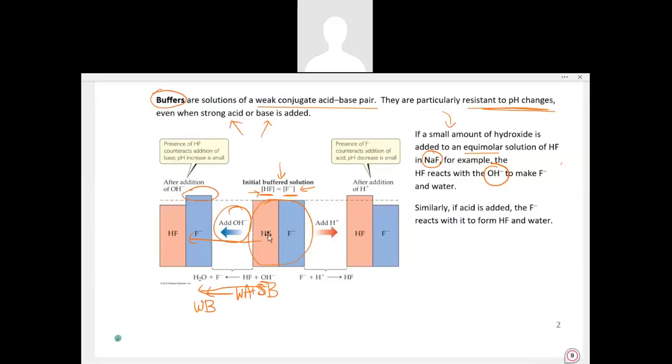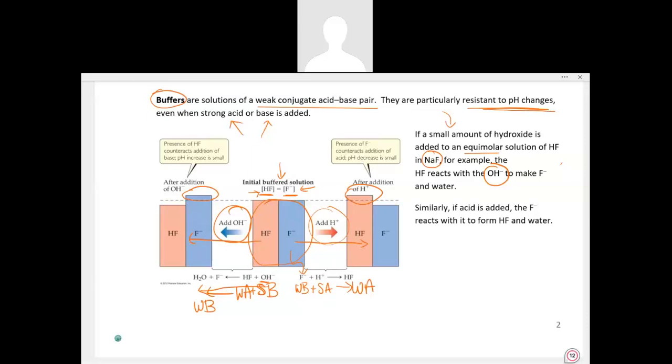A similar shift would happen if I added acid to my buffer system. So here we go, I'm going to add hydrochloric acid or some source of H+. I'm going to have a shift in the other direction. Now my fluoride ion, my weak base in my buffer system, will react with my strong acid, and I'm going to have a shift to produce more weak acid, and that's what we see here. As mentioned previously, when you put a stressor on a system, the Le Chatelier principle applies, and we'll see a shift to reestablish equilibrium.